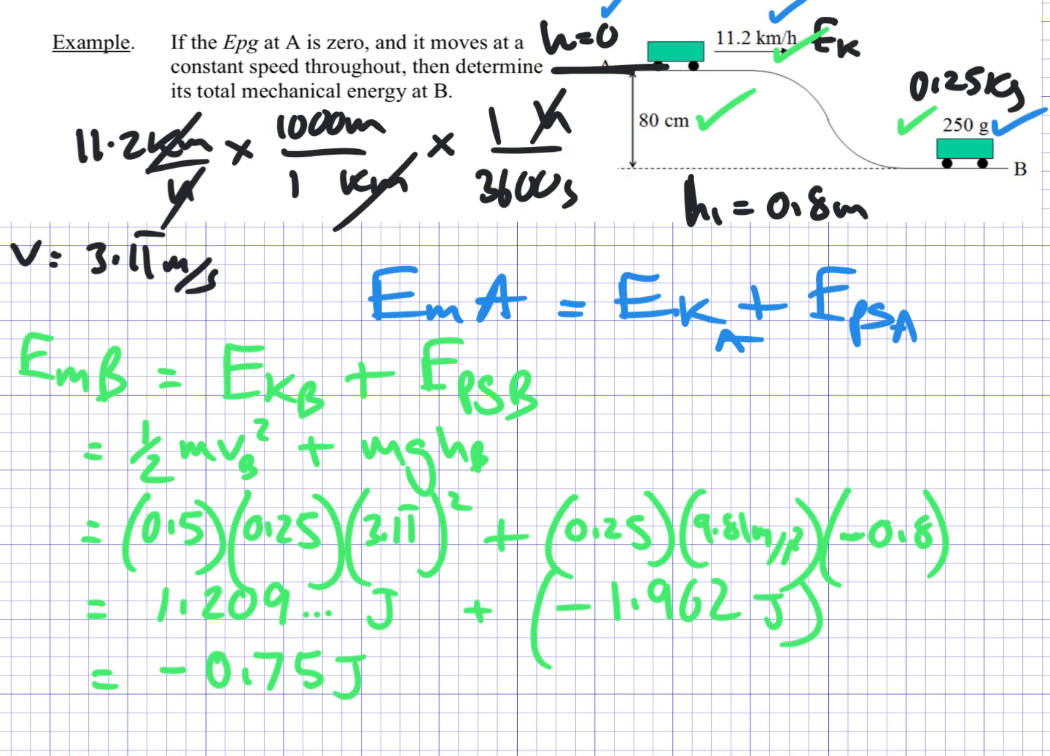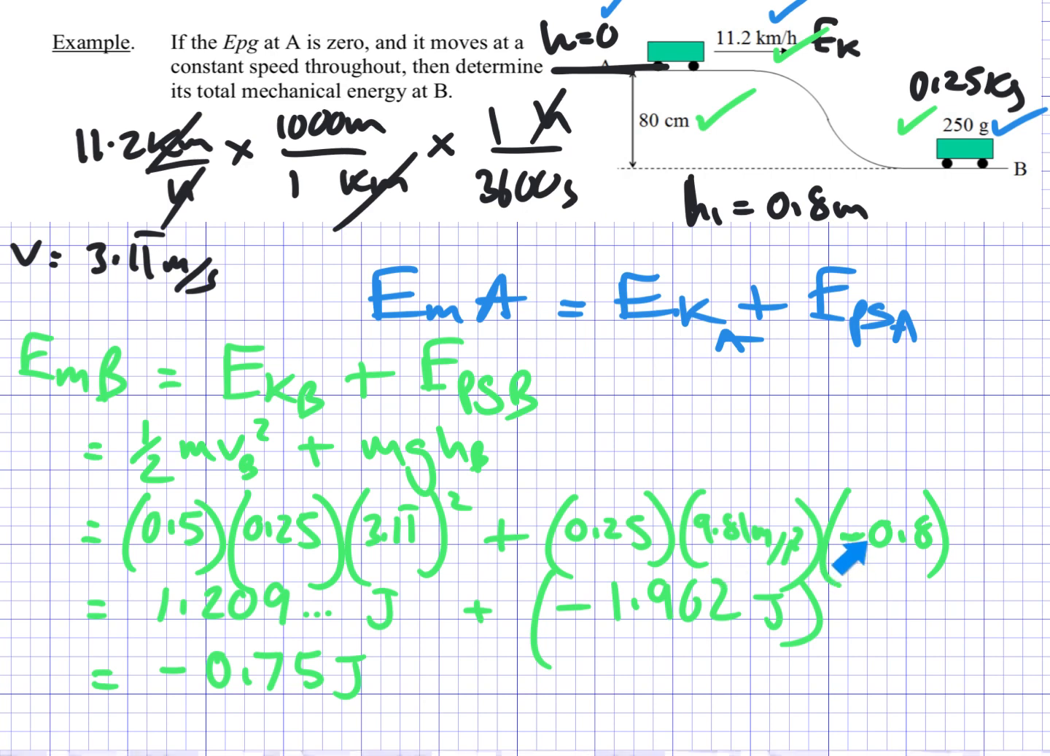Putting it all together, you can see that the mechanical energy is kinetic energy at B plus the gravitational potential energy at B, and those are all just known values. So here's the value for the kinetic energy. It's simply 0.5, so half times the mass times that speed squared, easy peasy. That works out to be 1.209 dot dot dot plus mgh. Well, m is 0.25, g is always 9.81 meters per second squared.